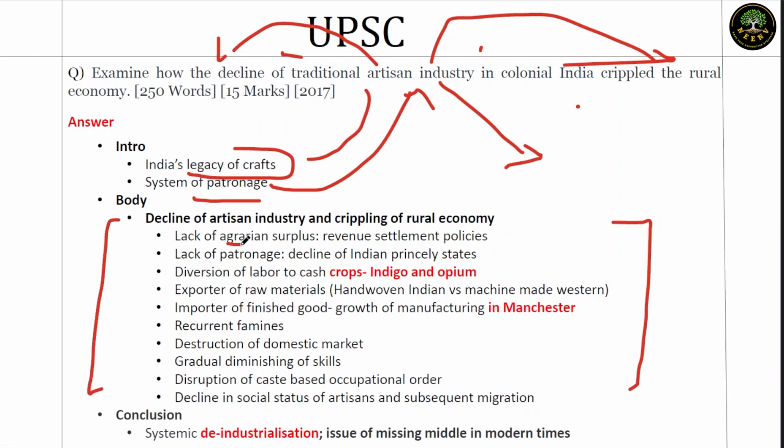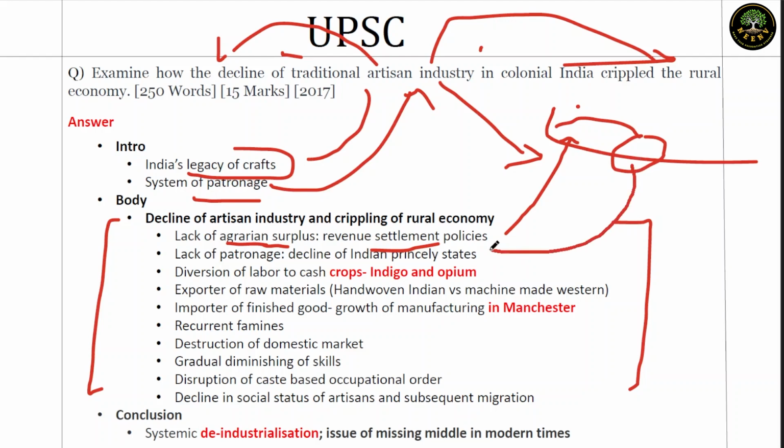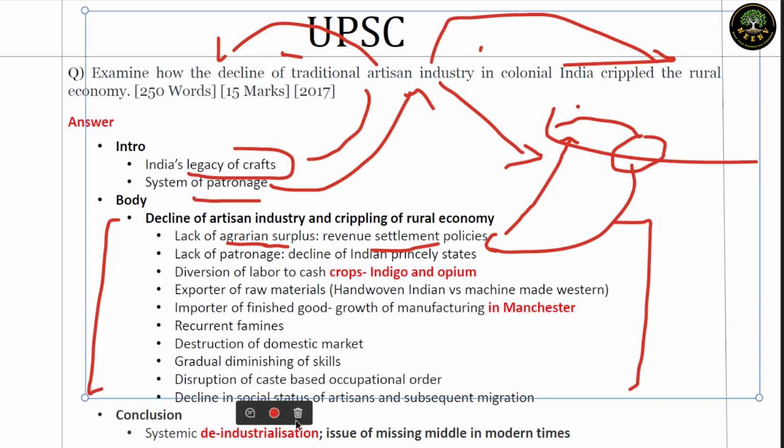First is lack of agrarian surplus. With the British revenue settlement policy, the revenue rate was kept so high, for example in the permanent settlement. When the rate is so high, whatever is getting produced from the field goes to the revenue. You don't have any surplus to be funded for the artisans. That's the first point, lack of agrarian surplus.